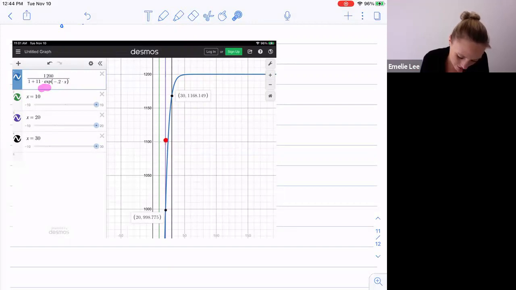So the blue graph is our logistic growth. Here is x equals 20, population size is 998.77. At t equals 30, x and t are interchangeable since they're the inputs, after 30 years we have 1,168 fish-ish, and as time goes on, the pond seems to only be able to handle 1,200 fish in total. And so we get this kind of plateau action.